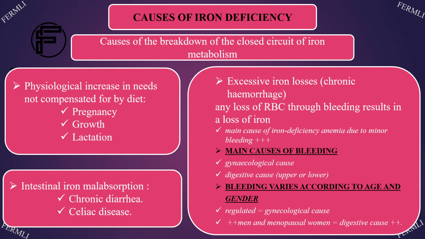Main cause of iron deficiency anemia is minor bleeding. Main causes of bleeding: gynecological cause, digestive cause, upper or lower. Bleeding varies according to age and gender. Women of reproductive age: gynecological cause. Men and menopausal women: digestive cause.